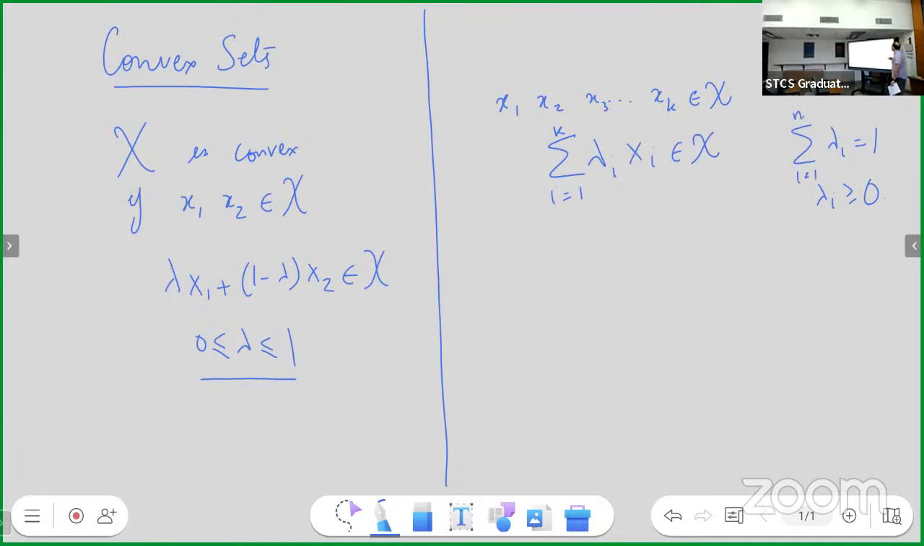Why is that true? We are expecting this to be true. If our definition is global, we would expect this should also be true. But the definition really involves a pair. Now I'm taking a collection of any k points and calling a set convex. If X is convex, this better be true.